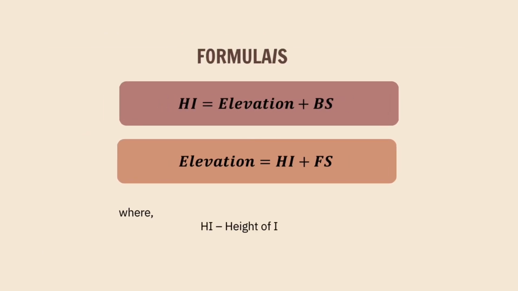Compute the height of instrument, or HI, and elevation. To get the HI, add the elevation and backsight. To get the elevation, subtract the foresight from the HI.